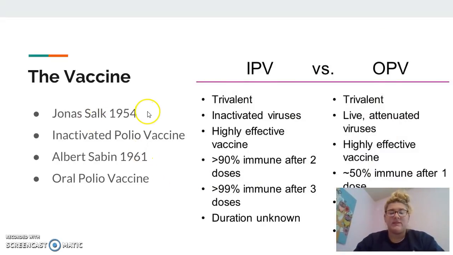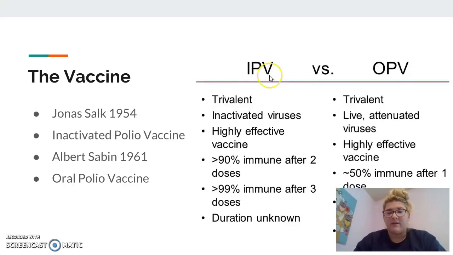So the first vaccine was developed in 1954 by Jonas Salk, and that is the inactivated polio vaccine, which is administered as a shot. And then in 1961, Albert Sabin developed the oral polio vaccine, which is taken orally. So right here are some of the differences between the inactivated and the oral. The inactivated polio vaccine is used more often as it is a lot more effective.